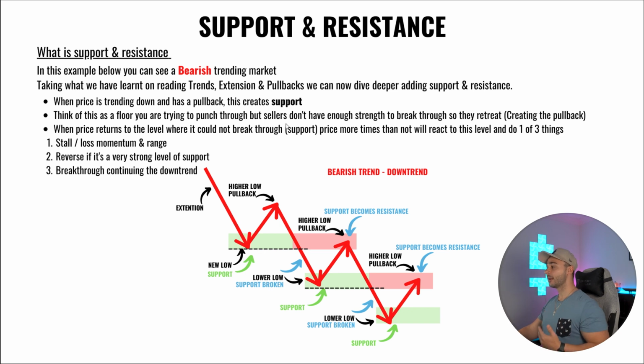Sellers are trying to punch through, but they don't have enough strength to break through, so they retreat, which is here. So you have that extension down, you have support created, and then the sellers retreat, and then they come back and break through it. When price returns to this level where it could not break through support, price more times than not will react doing one of three things, exactly like the other example. It will stall, lose momentum or range, reverse if it is a strong level of support, or it will break through, continuing the downtrend like we have in this example.